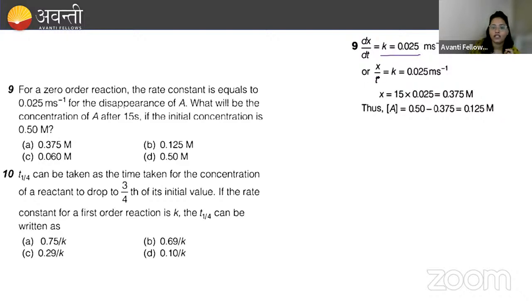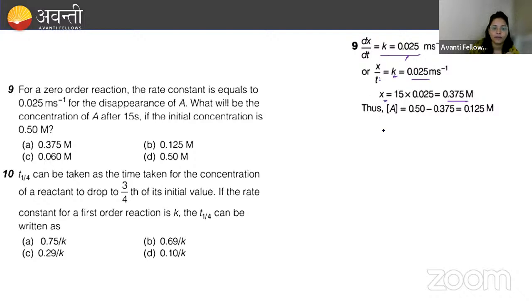Right? So x by t is equal to K is equal to 0.025 molar per second. So x ka value you can put, what is that? K into T. So K is what? 0.025. T is what? 15 seconds. When you do this calculation, you are getting the answer 0.375. So this is what, X amount. X amount means this much amount has been consumed or disappeared.